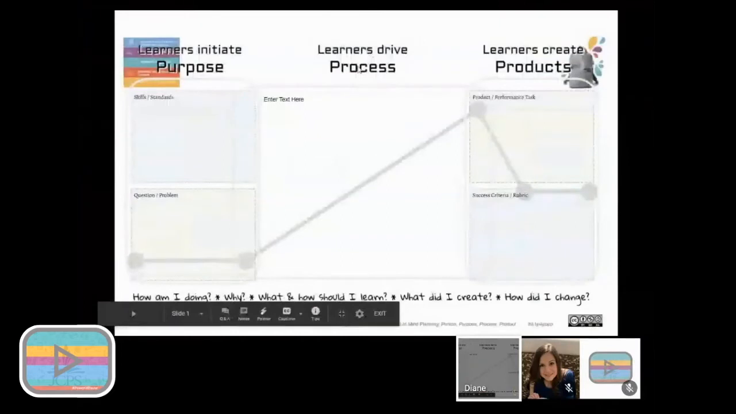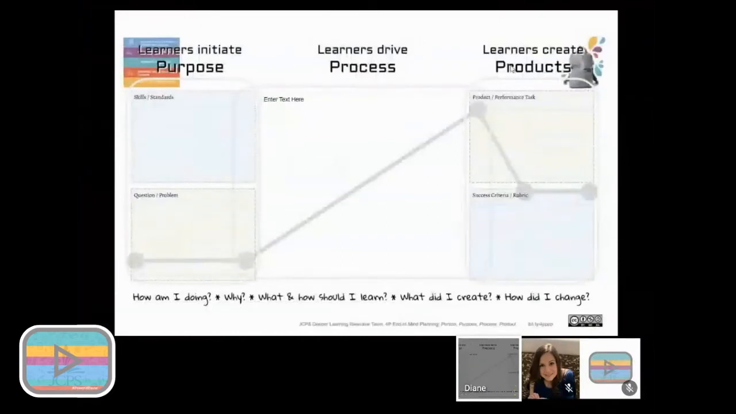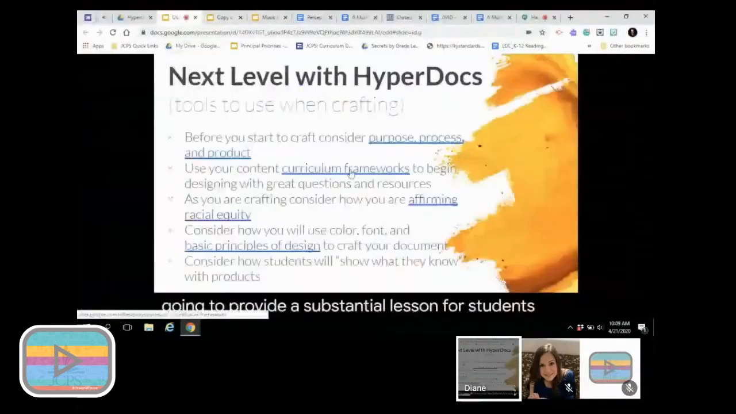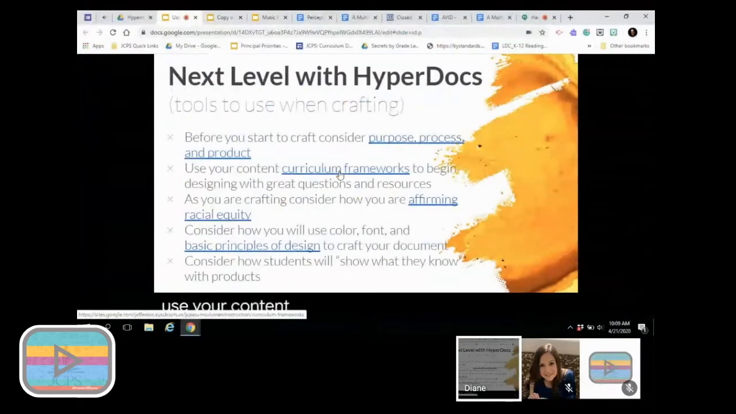Here is their 4P document that helps you through the planning process: your products, your process, and your purpose. If all of these parts are present in a good Hyperdoc, you're going to provide a substantial lesson for students. You should also use your content curriculum frameworks to begin designing.